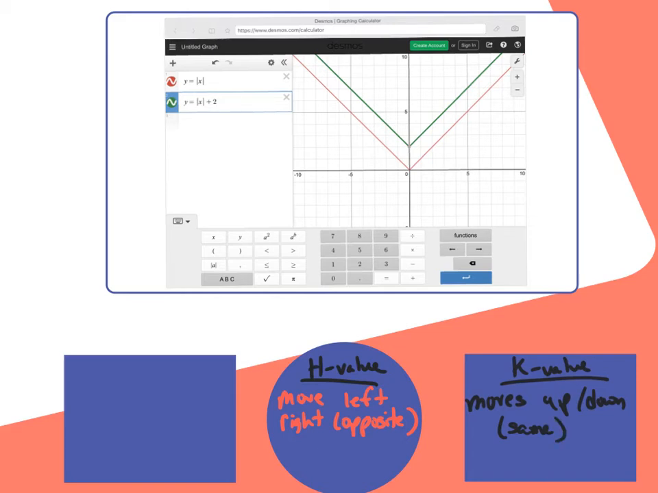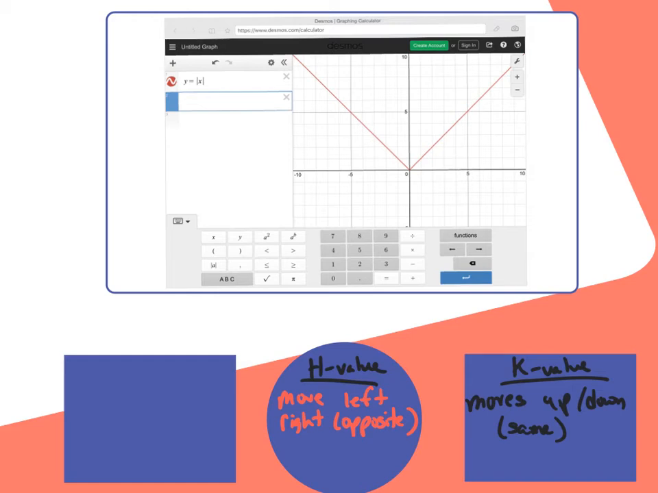I like to just state this, even though it's known here. See how this one's a +2? Well, it moved it up in the positive direction 2, which is different than the h value, because that one is always the opposite. If we had -2 here, it would shift it down 2 spots. So it took the parent graph and shifted it up, or it could take the parent graph and shift it down. So we've talked about the h value and how it moves it left and right and always opposite. Key point. We talked about the k value and how it moves it up and down.